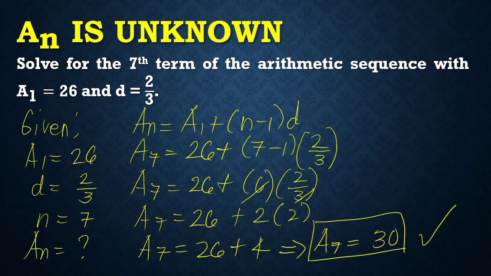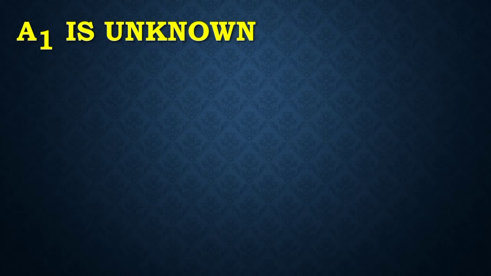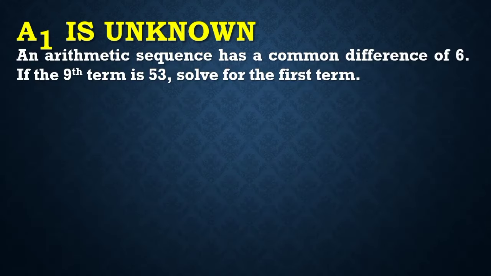Okay. What if A sub 1 is unknown? Posible ba na makuha natin yung A sub 1? Of course. The subproblem number 1. An arithmetic sequence has a common difference of 6. If the 9th term is 53, solve for the first term. So, let's write down the given.